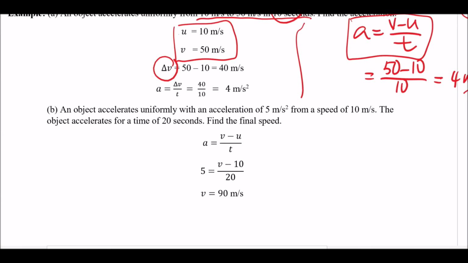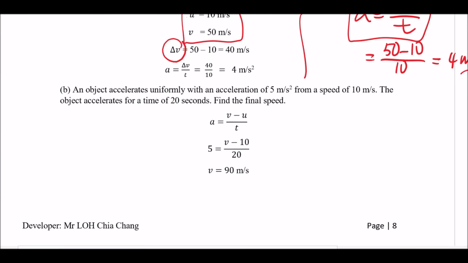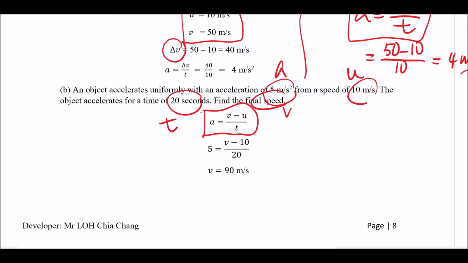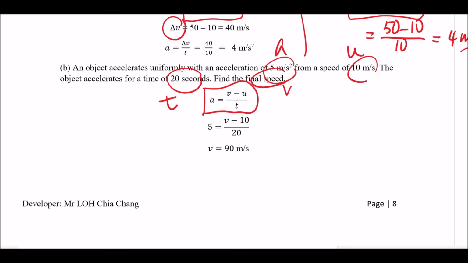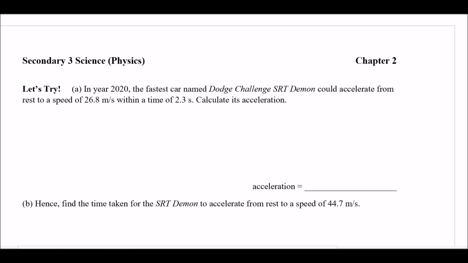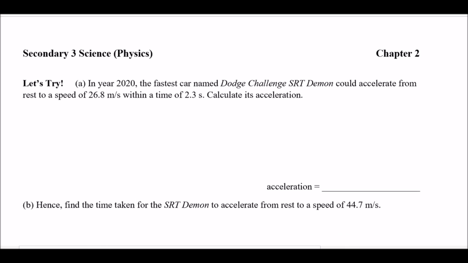Okay, so in this next part, another object accelerates uniformly. Now they give you the A. A is 5, from a speed of 10. So this one gives me the U, initial speed. The object accelerates for a time of 20 seconds. That gives me the T. Find the V. Okay, so again, quote the formula, plug in the numbers, and you should get the V. Done. Very simple.